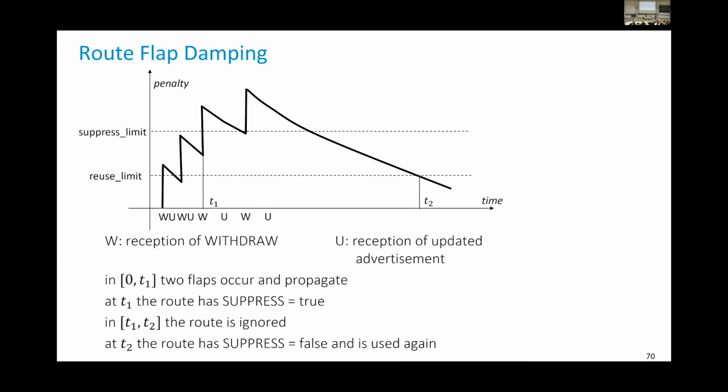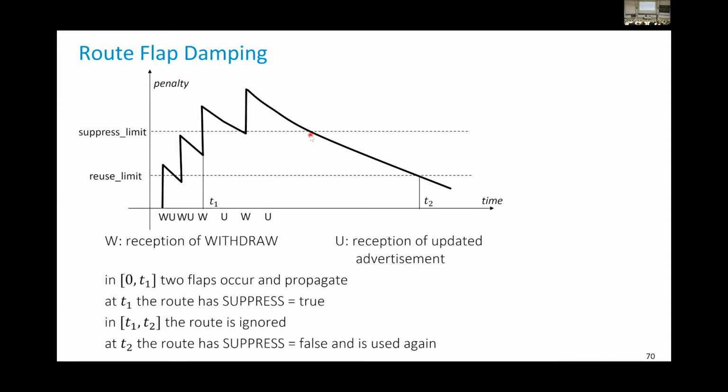So a route has another attribute, which is a Boolean, suppress, which is true or false. When suppress is true, that means the route is present, but we don't consider it because it's an oscillating route. We don't consider it until the suppress flag becomes false again, which will happen in this case if the route is stable again after some time.